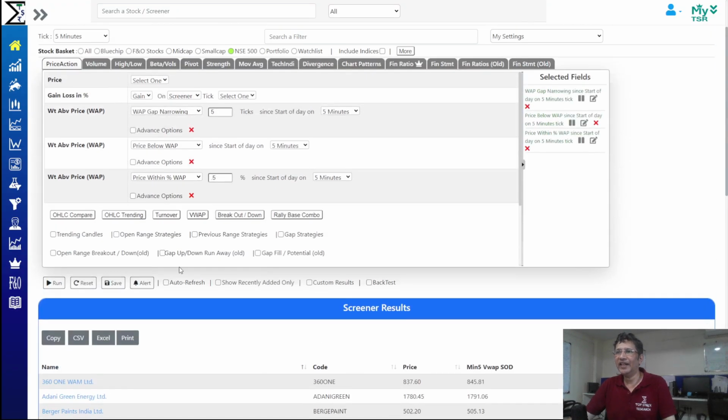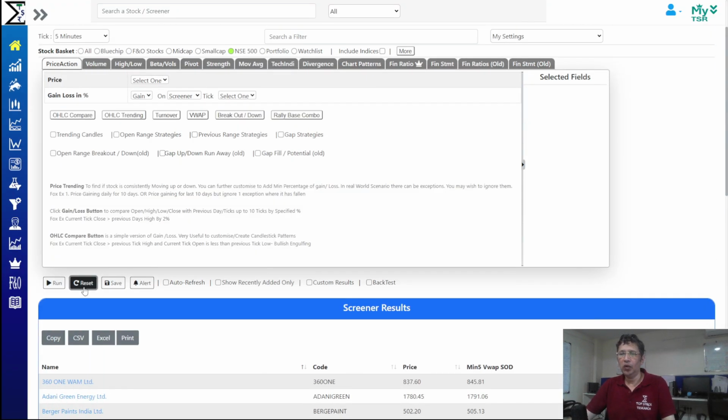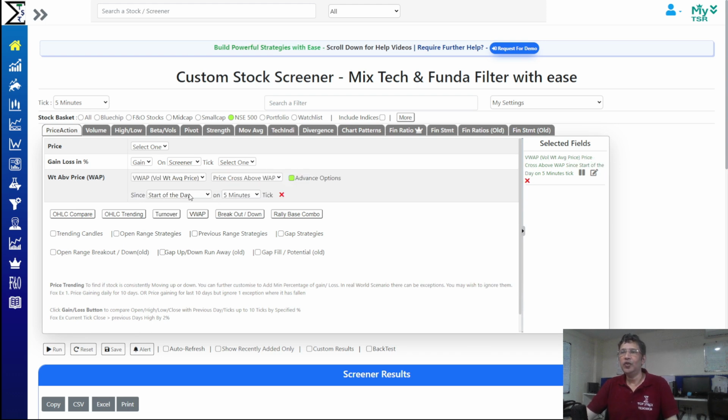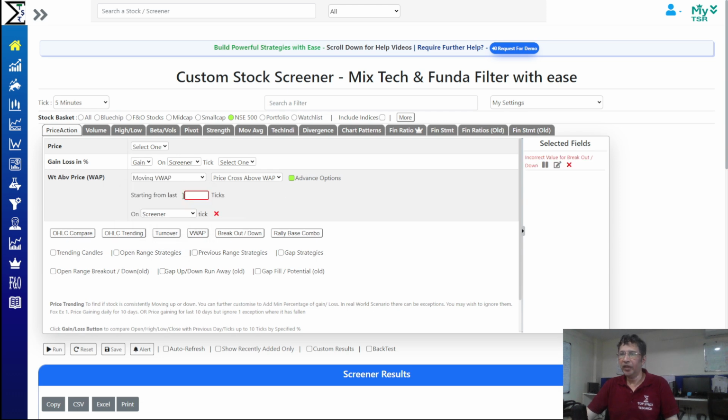So let's go and look at an example. What we have kept here is the VWAP, very simple for most of the common scenarios. For somebody like you guys who are looking for more or different options, click on advanced option. You have start of the day, start of the previous day. Over here, the default option was VWAP. You can change it to moving VWAP. Okay. And you can decide.